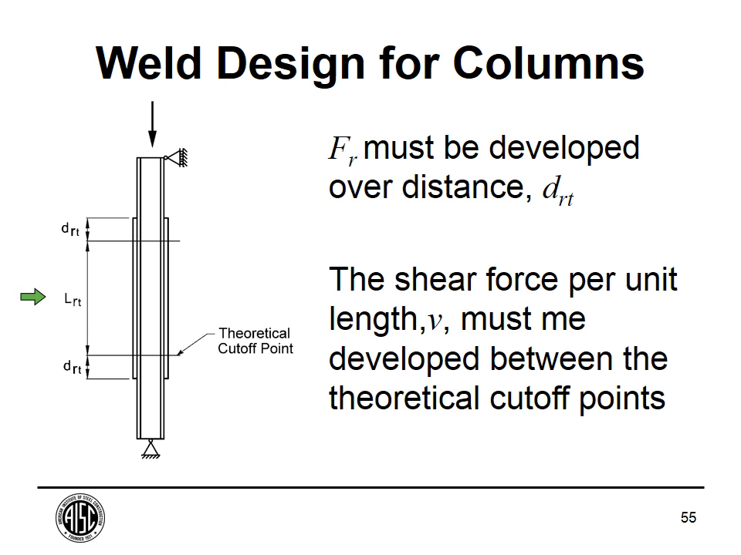So what we have to do is develop F sub R over this distance, just like we would for beams. And the shear force per unit length based on V that we've calculated based on our notional load has to be developed over this L sub RT. Now I will say once again that the shear flow on a column due to that notional load is a small proportion of the axial load in the column. So unless you have a pretty big load on your column, you'll be able to get by with stitch welds over that distance L sub RT.